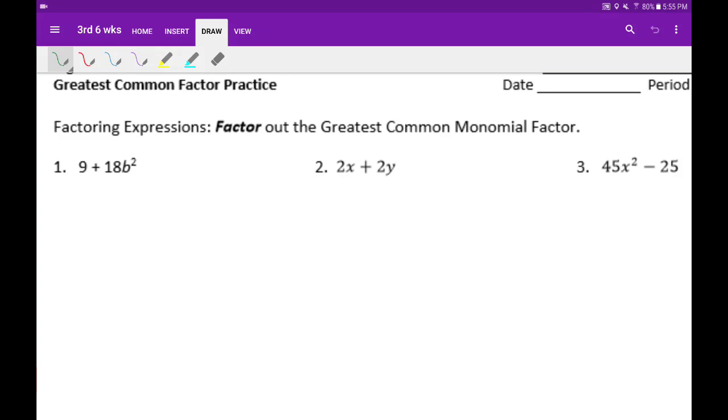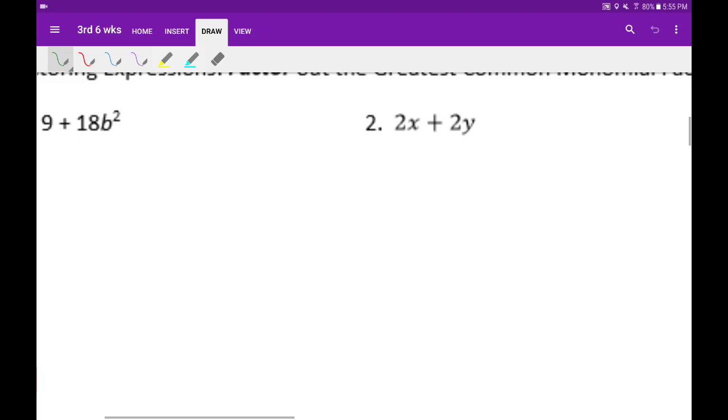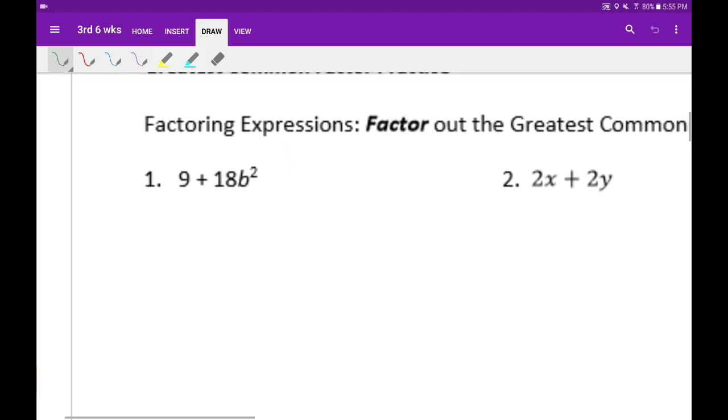All right, I'm going to go over greatest common factors from the homework assignment. So just a few problems here. All right, so let's look at problem 1. It's going to follow the steps.